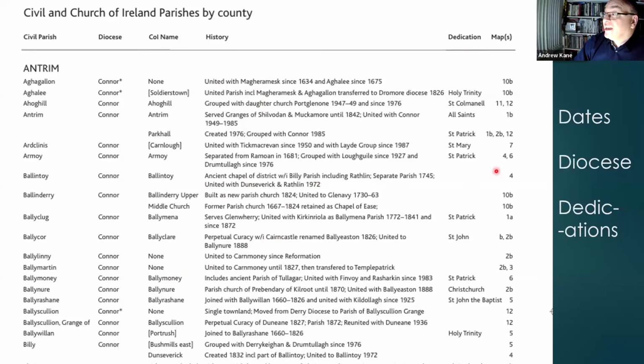And again, it shows you the dedication of the church and the maps in the atlas that cover that particular parish. Billy is a parish which was split 3 times. Ballintoy was part of Billy parish until 1745. Then in 1732, Dunseverick was taken out of Billy as well. And then finally in 1972, Dunseverick and Ballintoy were united together because they didn't have enough population to serve 2 clergymen.